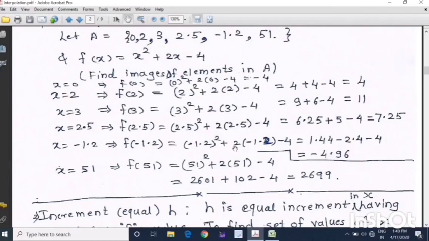You can see here, 2 is there and into minus 1.2, and you are getting the multiplication as minus 2.4. Then minus 4. So again I will suggest you put the negative values in brackets, especially whenever there are negative values, so that we cannot make any mistake. Calculating the value, we are getting minus 4.96. Next and last value is x equals 51. So again, the same way, substituting x equals 51 in the formula, we are getting the value 2699.